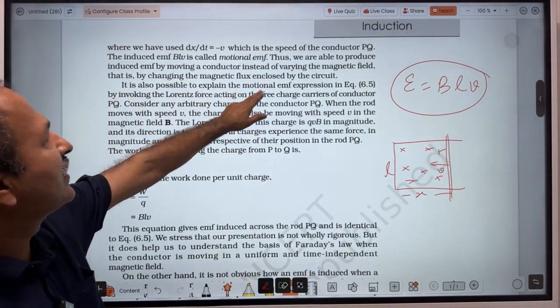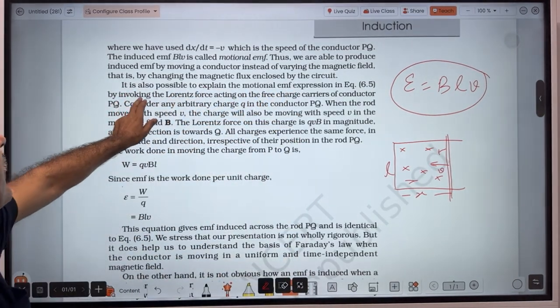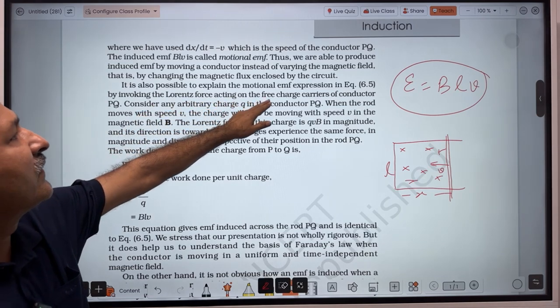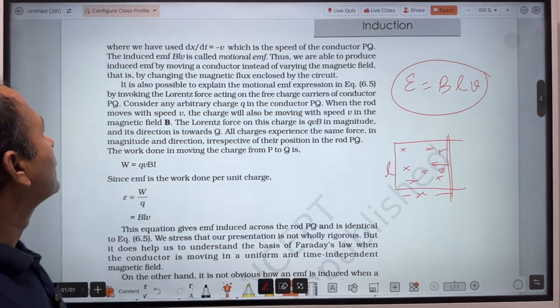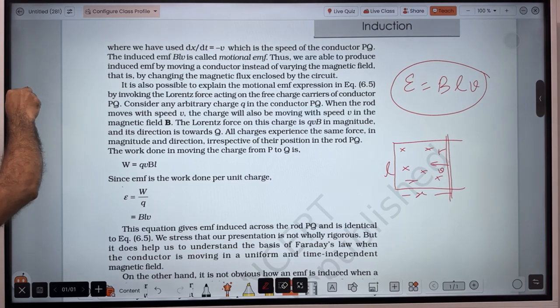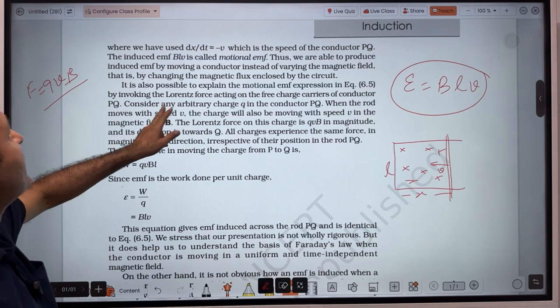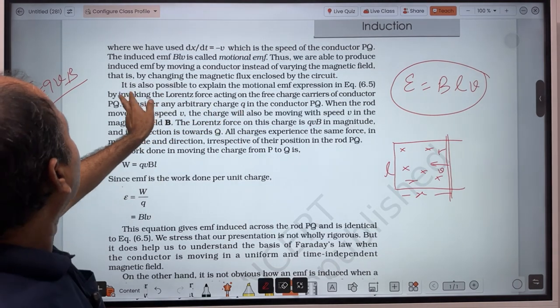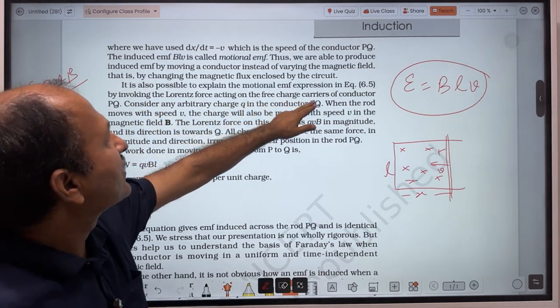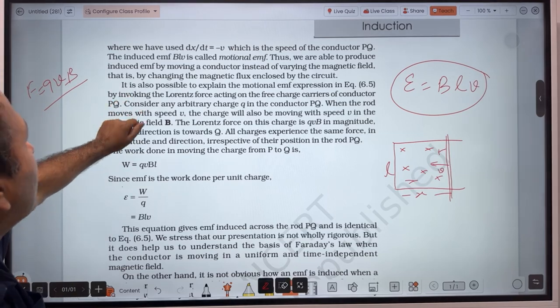It is also possible to explain the motional EMF by invoking the Lorentz force acting on the free charge carriers of the conductor. So if you remember, Lorentz force F equal to qvB. So here consider, by invoking the Lorentz force, the free charge carriers of the conductor PQ.